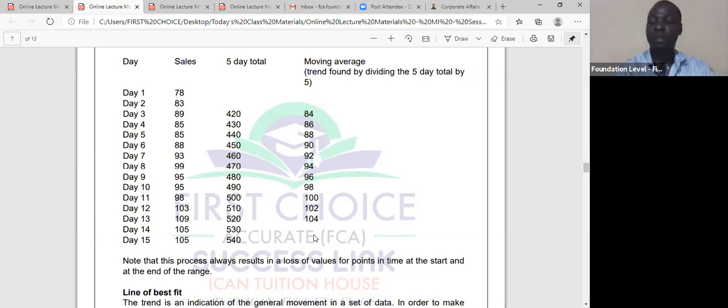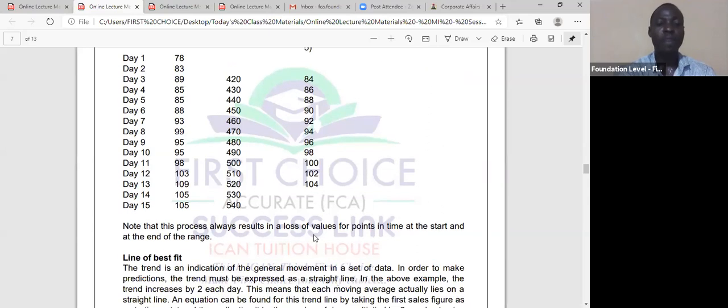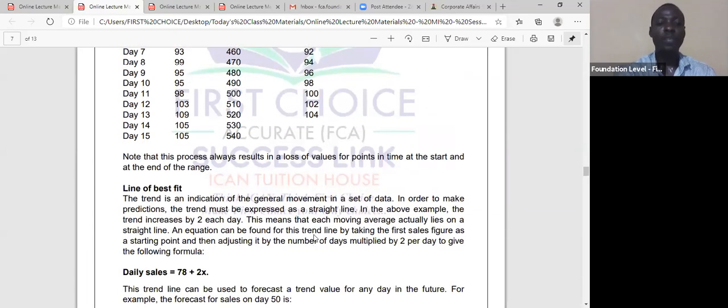So it is easy to get our moving averages when we have an odd number. When we have an odd number, we follow this trend. Now look at the line of best fit. How do we calculate the line of best fit?